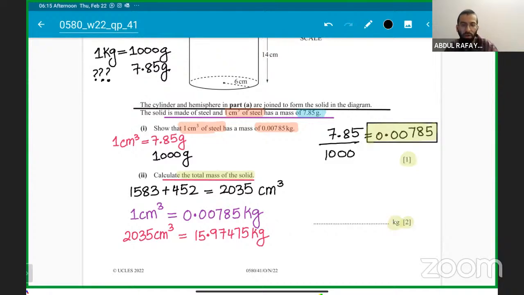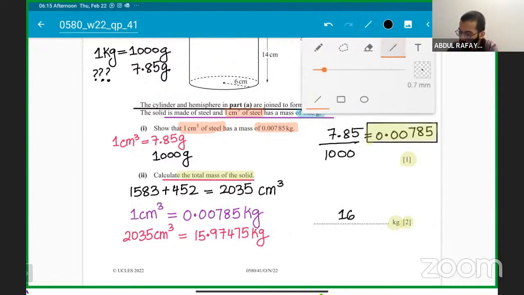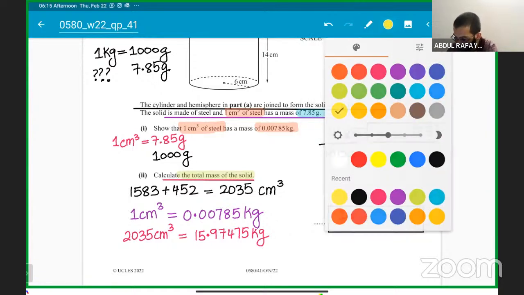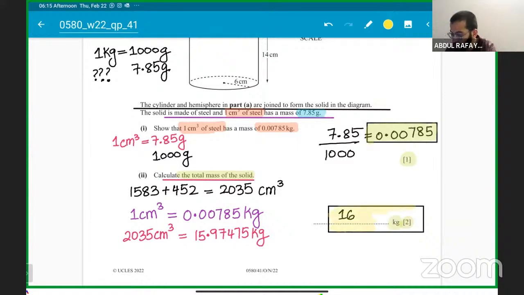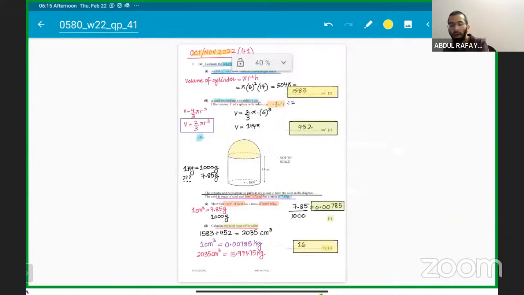Students can write this to one decimal place, 15.9, or you can simplify it and give the answer as 16 kgs as well. Let me know how many got this. First page is done. Medium level of difficulty, not too easy and not too difficult, but very important concepts. We have talked about hemisphere and the cylinder.